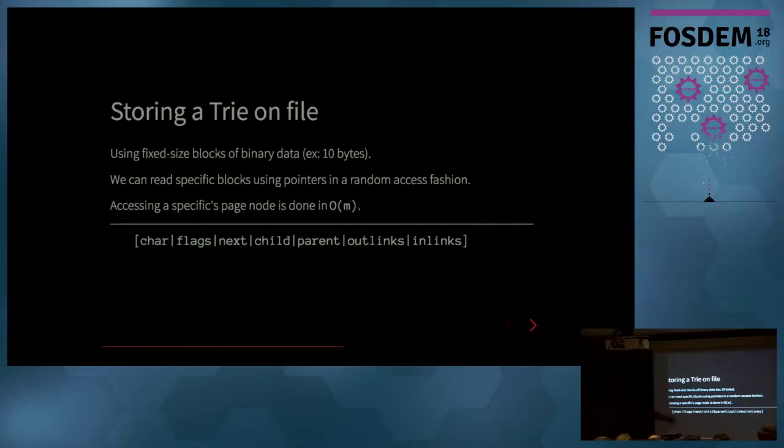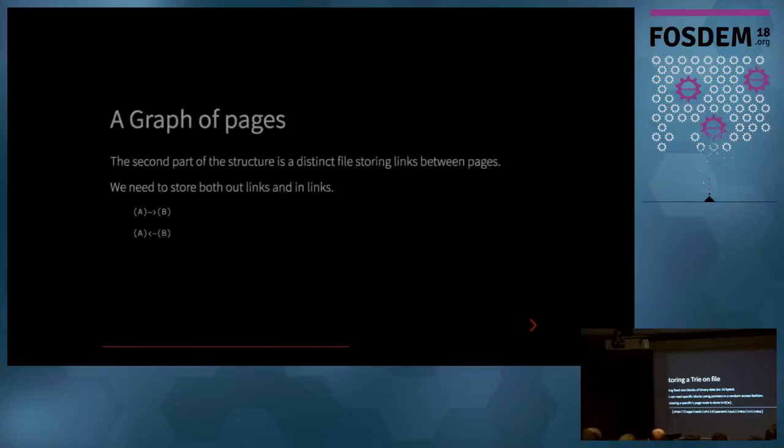This is an example of the binary data we created for storing the tree nodes. We have the character data, we have some flags as bits in a byte, we have some pointers like the next thing, the child, the parent, and another pointer to outlinks and inlinks. We are going to see that now.